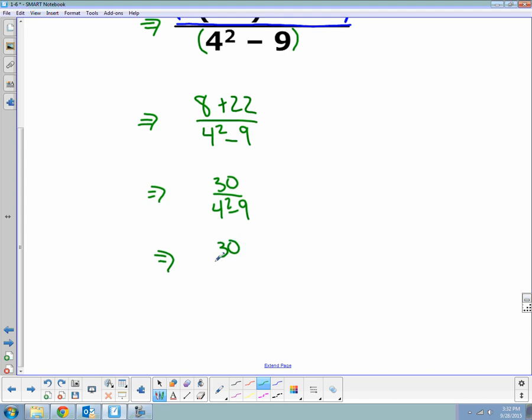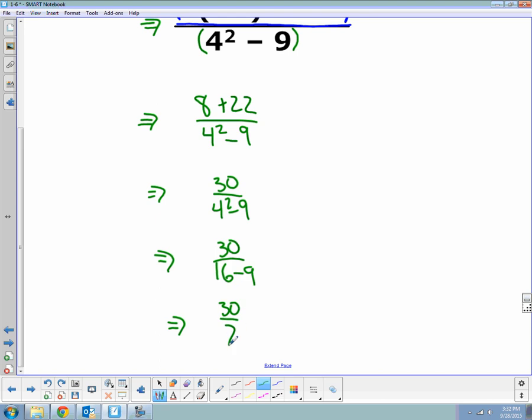So the 30 is still there. 4 squared is 16. I know it's a lot of work. 16 minus 9 then is going to give me 7. Is that right? Did I subtract correctly? Yep, 7.